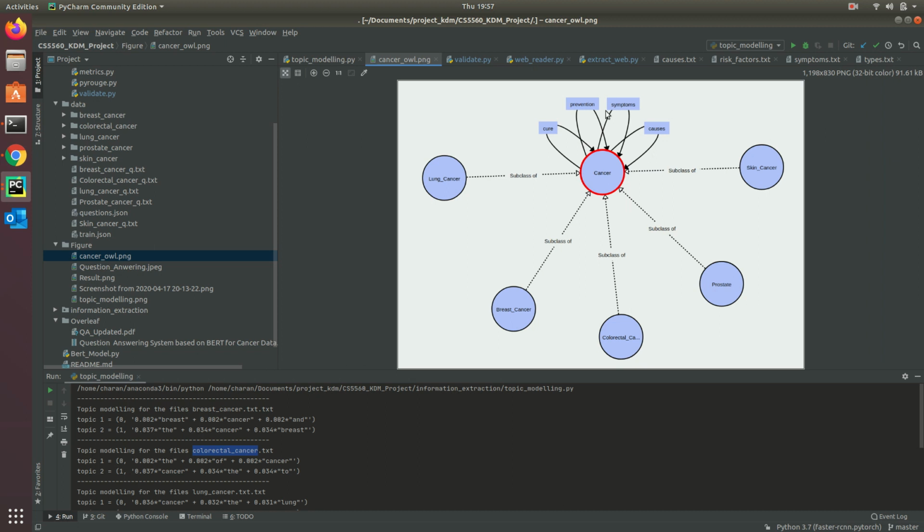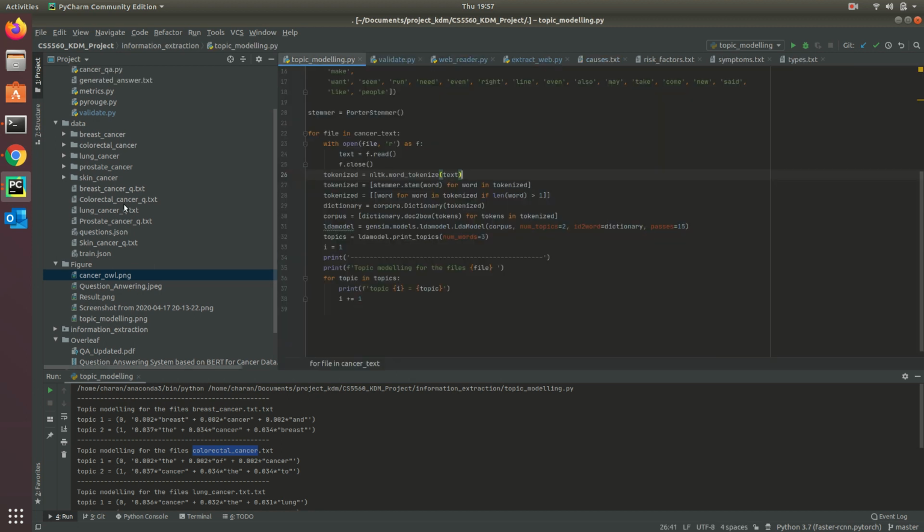In this specific context, our interest lies in understanding the cure, prevention, symptoms, and causes. Most of our questions are purely based on these types of context. So this is how an OWL file would look. These are the object level properties, which would further extend to lung cancer, breast cancer, colorectal cancer, prostate cancer, and skin cancer.